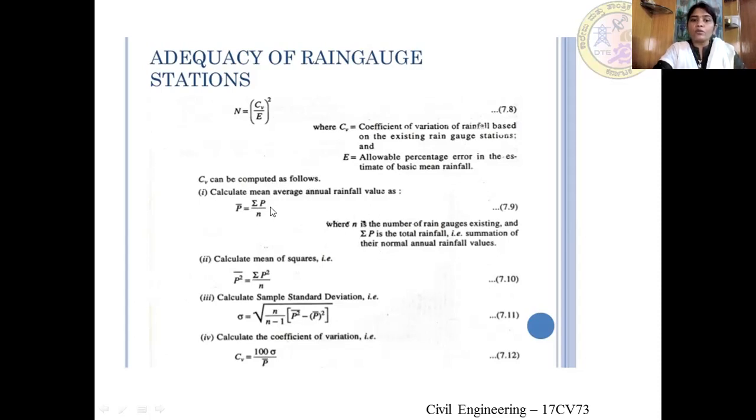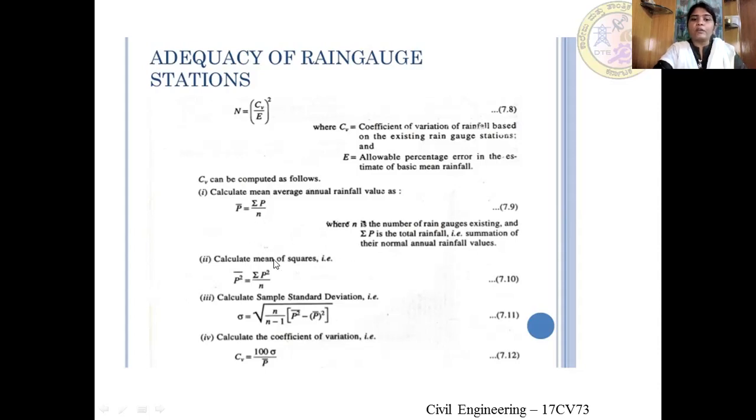So we add all those P1, P2, P3, the summation of P, divided by n, the number of rain gauges. If it is 5, 8, 10, divided by that number of stations. If it is 8, P1, P2 up till P8 divided by 8 will give us P bar. So N is the number of rain gauge stations existing, and summation P is the total rainfall, that is the summation of all the normal annual rainfall values, precipitation values in that particular catchment area.